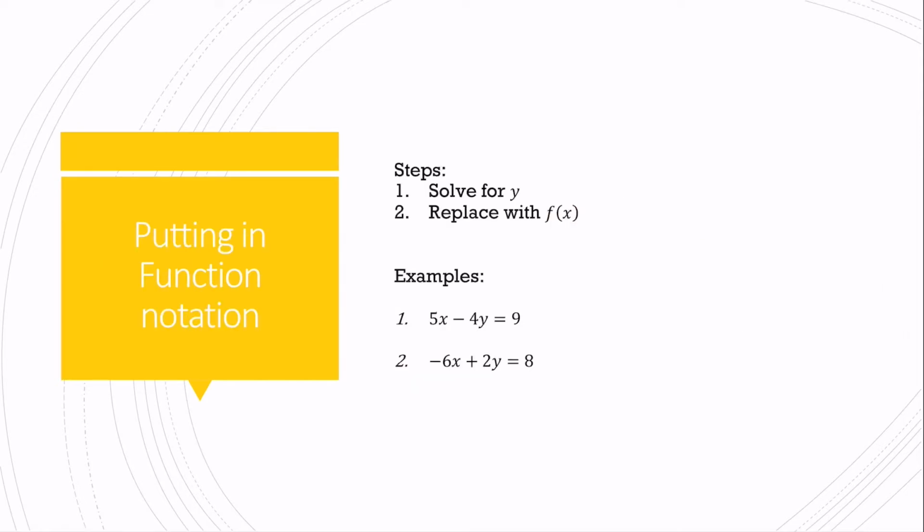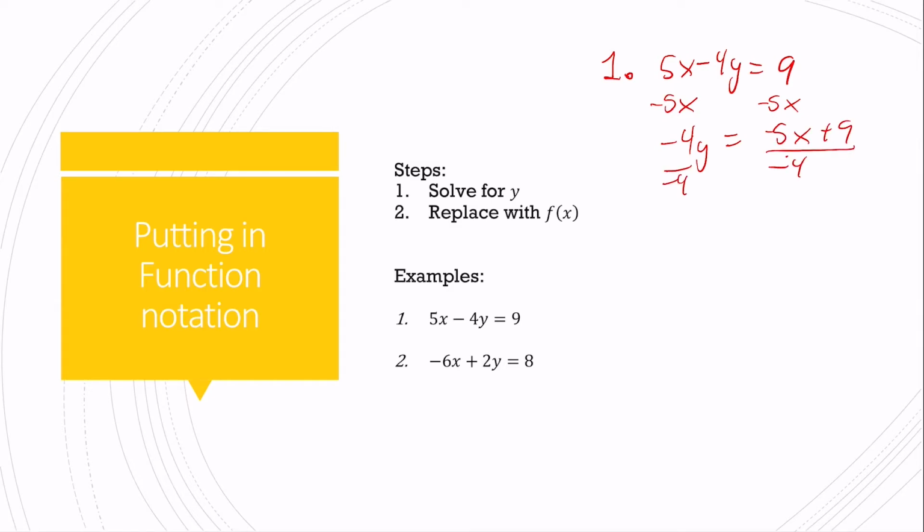So in order to put something in function notation, we solve for y and then replace y with f of x. For number 1, I have 5x minus 4y equals 9. I'm going to subtract 5x from both sides. That means I have negative 4y equals negative 5x plus 9. I divide both sides by negative 4 to get y all by itself.